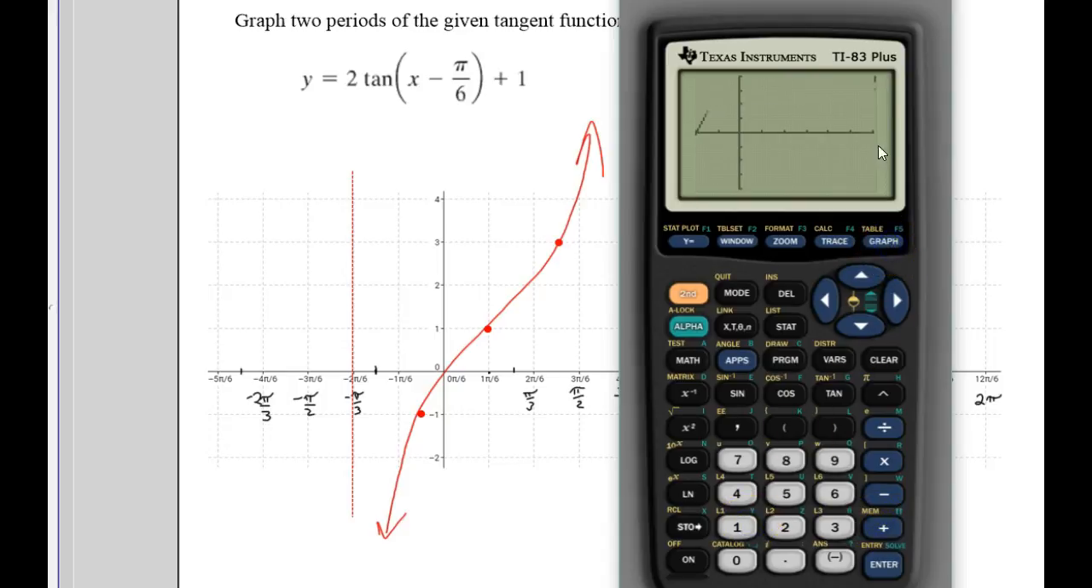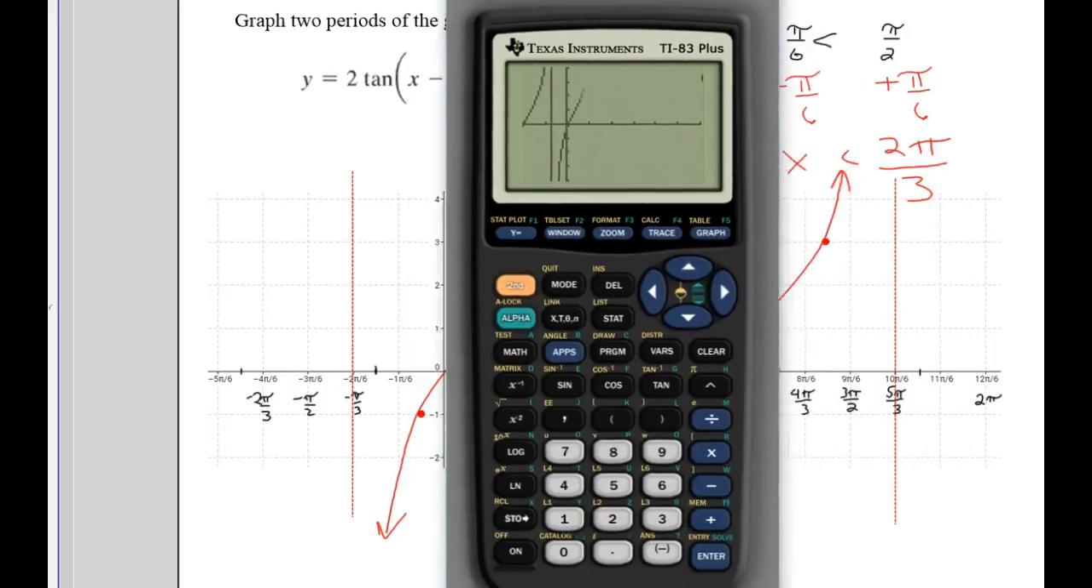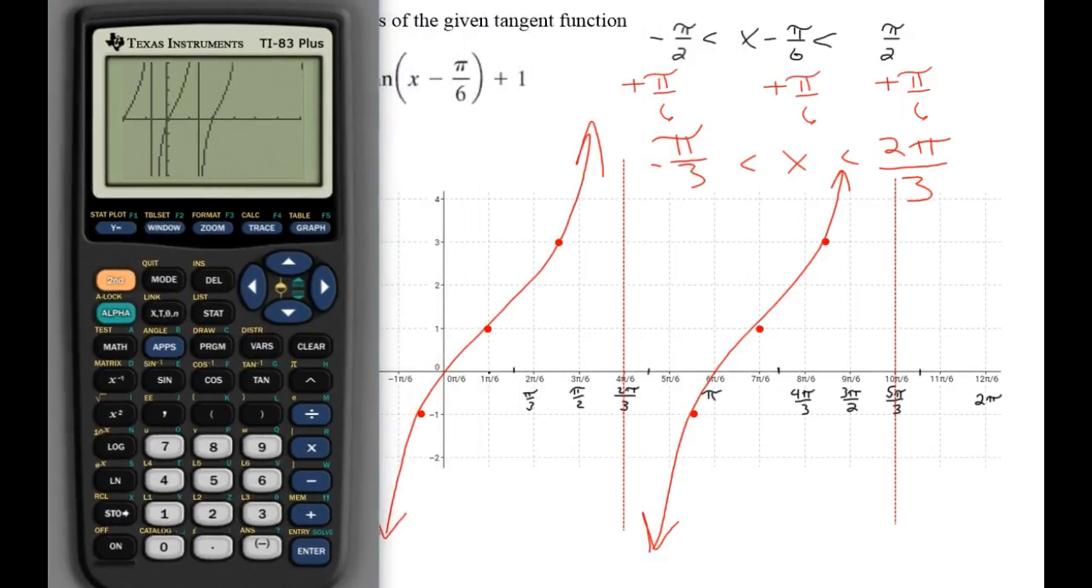Alright, and then we graph that thing. I didn't adjust my window, but we'll be able to plot the points and see. Okay, I'm going to hit trace. At pi over 6, we should get 1. So if I type in pi over 6, I'm getting out 1.